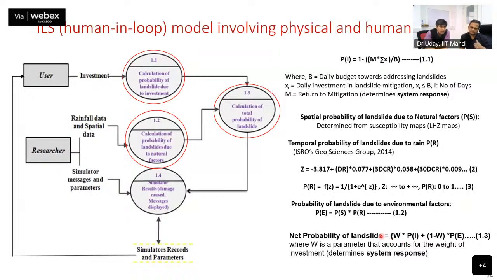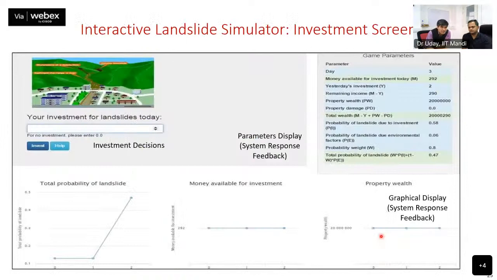Whereas if W has a smaller value, it gives you a fatalistic feeling. Oh, I am putting in a lot of funds and doing things, but slides still occur. So W has this effect of act of God. We call it the weight parameter, but it brings the aspect of act of God. So after we built this model, we created this simulation tool. It looks like a nice, colorful tool. Basically, the idea is people are asked to invest for mitigating slides in this case.